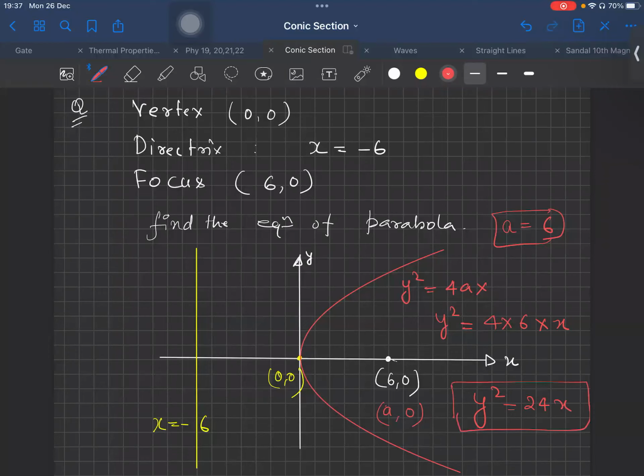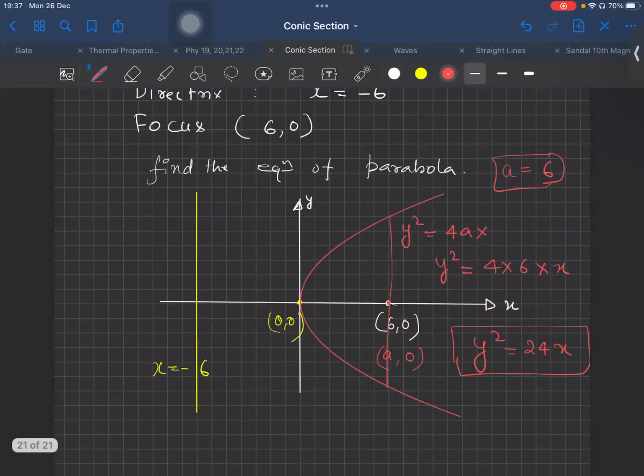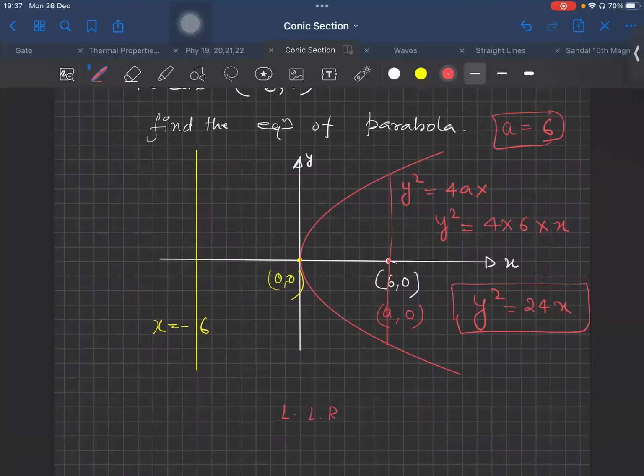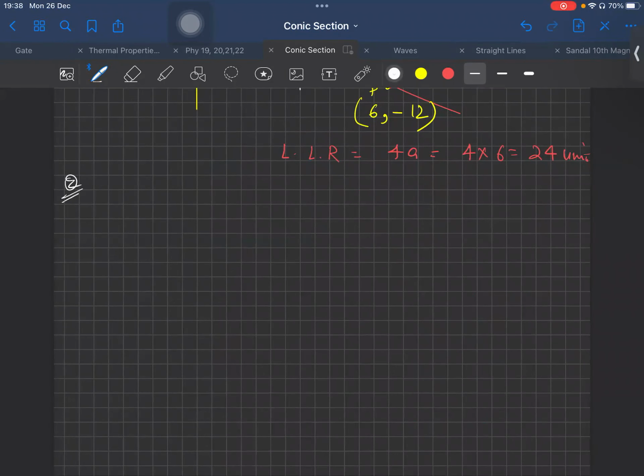Got it? Once you get the value of A, you can find the length of latus rectum. So length of latus rectum will be equal to 4 times A, which is 4 into 6, which is 24 units. Now endpoints, this point is A comma 2A. So this will be A, already we know 6, comma, this is in the negative side, so minus 12, and this will be 6, 12. Understood this point? So this is point P and this is point Q. Got it? Shall we solve one more problem based on a similar type of problem?